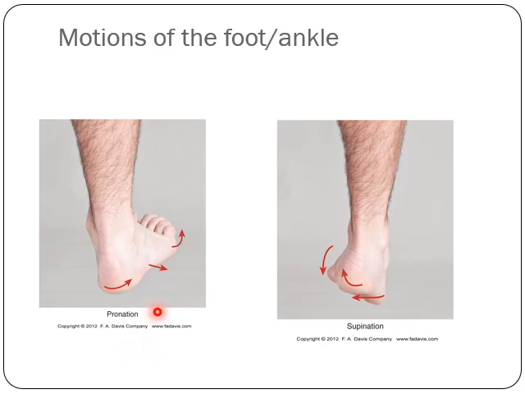So open chain pronation, and the figure demonstrates this with the arrows, is a combination of eversion, abduction, and dorsiflexion. Okay, again, open chain pronation is eversion, foot abduction, and dorsiflexion. Open chain supination is a combination of inversion, adduction, and plantar flexion. Okay, and you can kind of see the foot going in its respective directions.